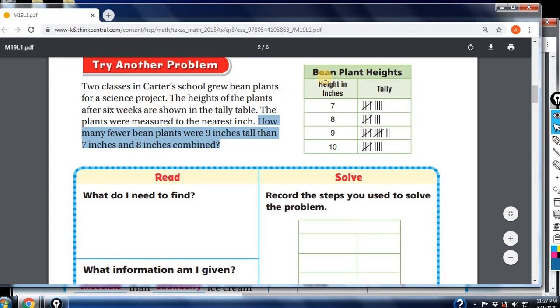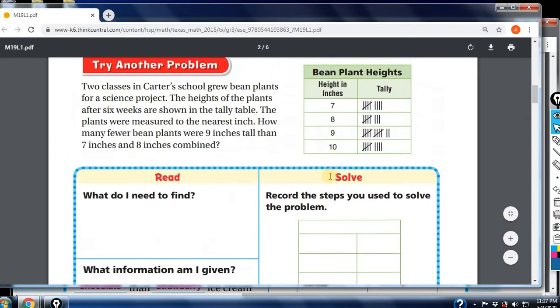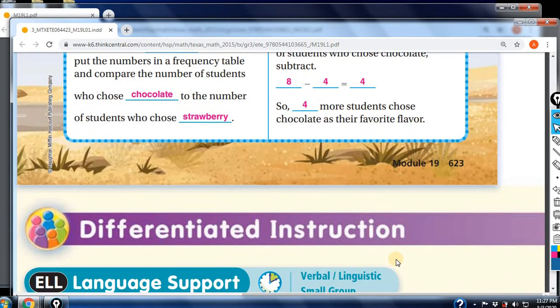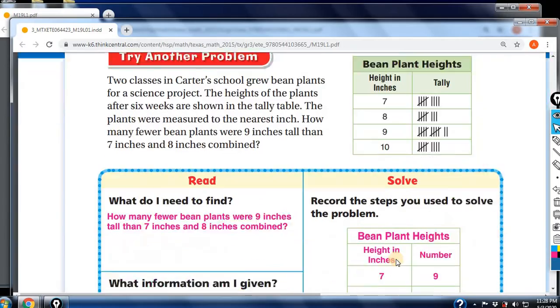So let's fill this out. So here's your title, bean plant height, that goes right here. Height in inches goes right here. And instead of putting tally, the word number goes here. So then label your numbers, 7 inches, 8 inches, 9 inches, 10 inches. Now we count. 7 inches will be 5, 6, 7, 8, 9. And I already created that for you here. Put that right here.